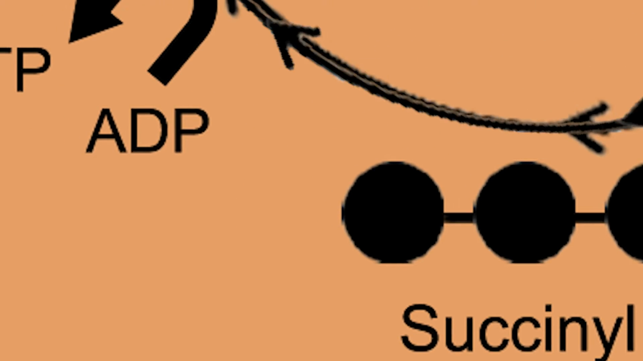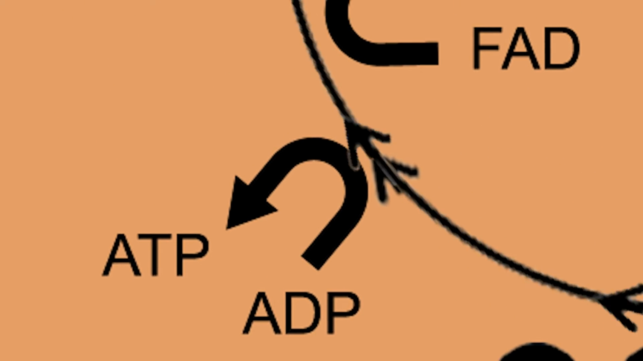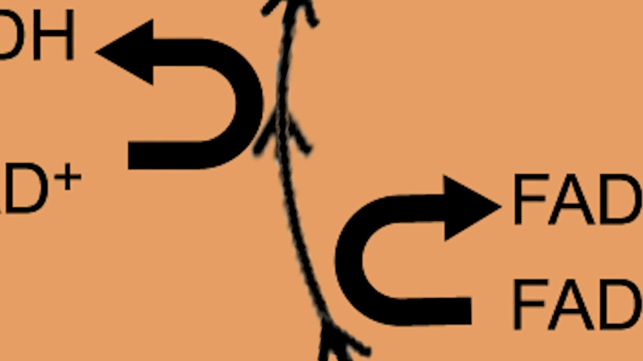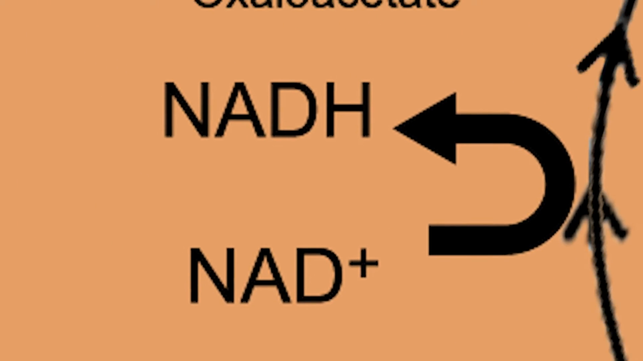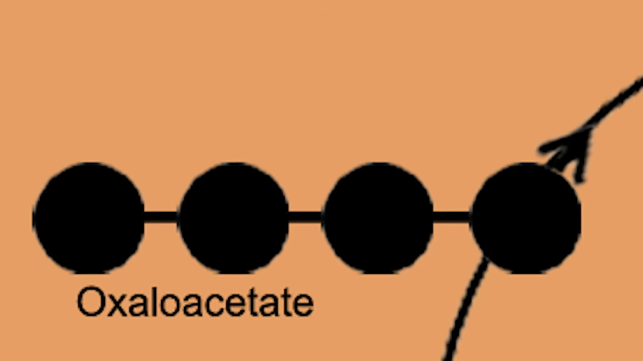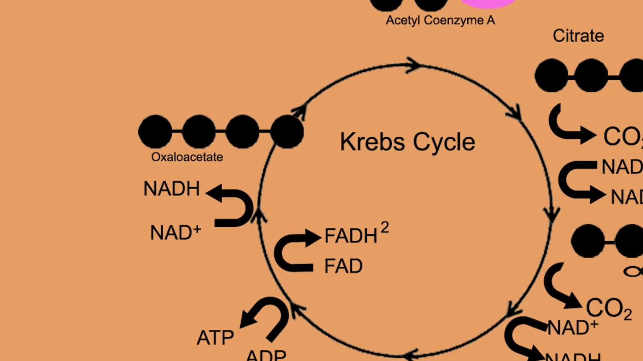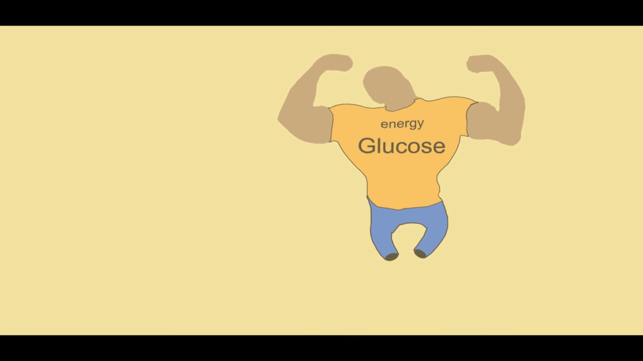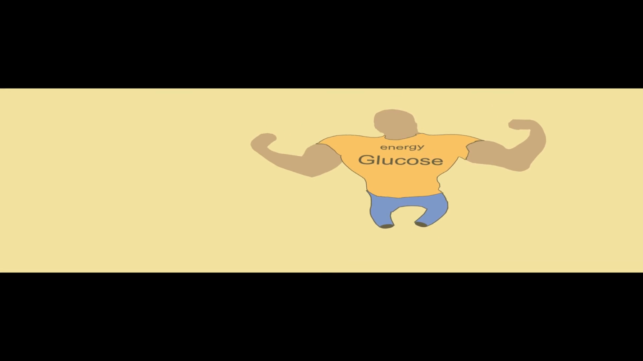Then this goes through a number of steps of remodeling in which ATP, FADH2, and NADH are produced to form back oxaloacetate, and the whole Krebs cycle begins again. By the end of the Krebs cycle, all the energy of glucose is transferred to high-energy electrons carried by NADH and FADH2.